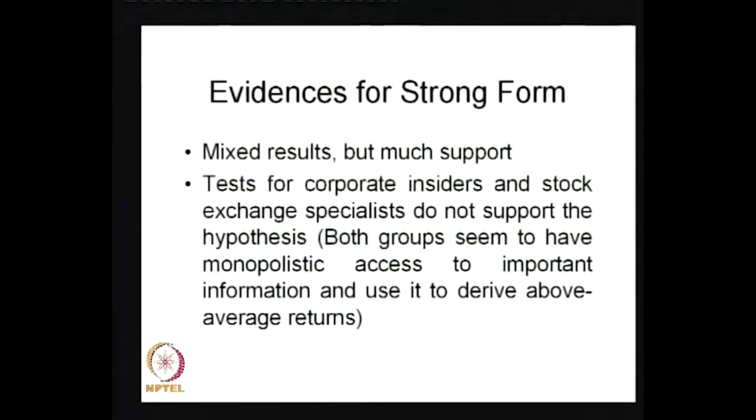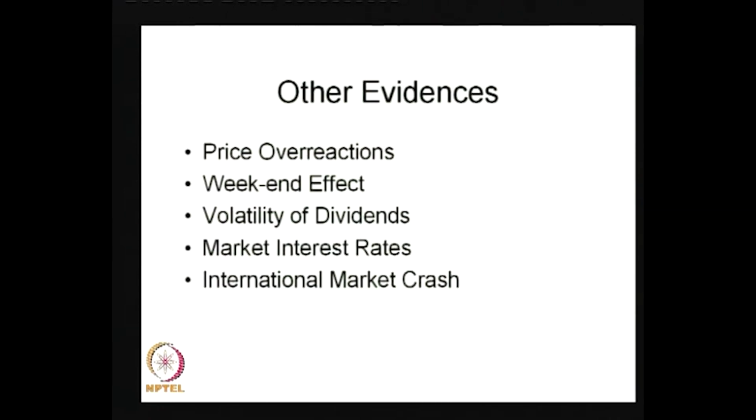And what we found are mixed results. We can say that the corporate insiders and stock exchange specialists do not support the hypothesis. Both groups seem to have monopolistic access to important information, and that is why they use it to derive above-average returns. There is no market in the world which is strongly efficient.